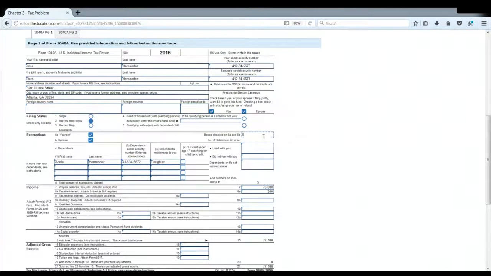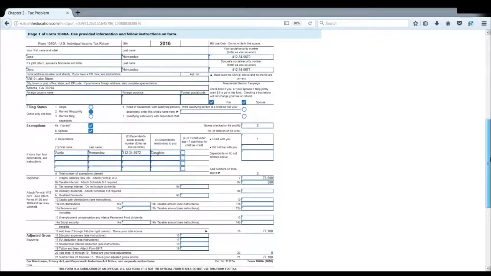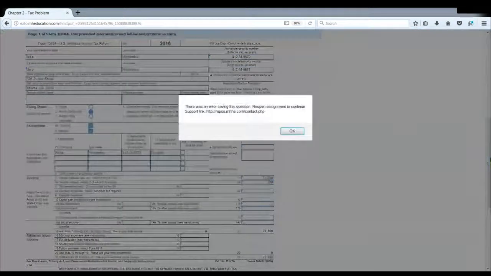I'm going to ignore that message. So that should be 2, right? And then it has here in 6C, number of children who lived with you. I'm going to put the number 1 here, right? So now you can see when you add these, it's going to auto-populate right here for the number 3. Okay. So that's another one to take care of.